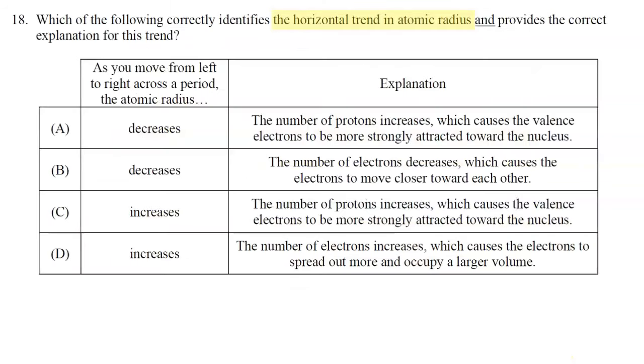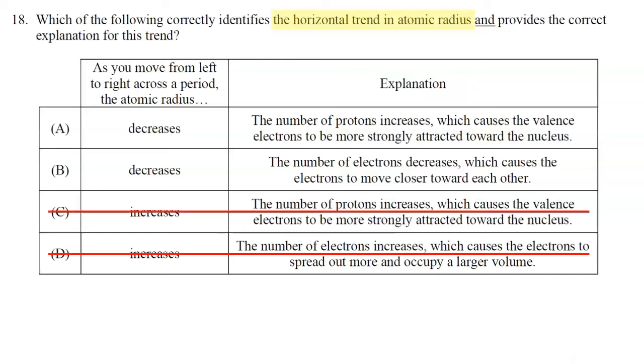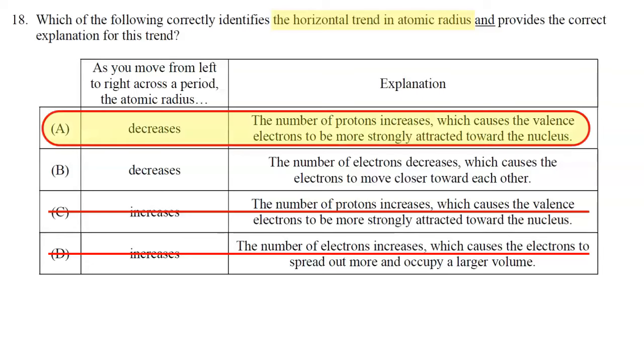So now, looking at the four choices in question 18, we can eliminate choices C and D because we know that as you move from left to right across a period, the atomic radius decreases. But the explanation is listed in choice A. The number of protons increases, which causes the valence electrons to be more strongly attracted toward the nucleus. So the answer to question 18 is choice A.